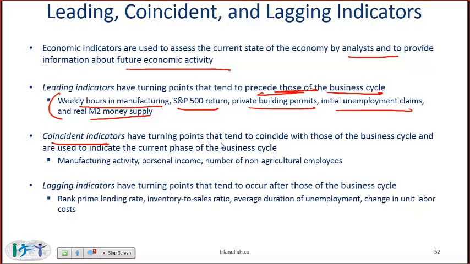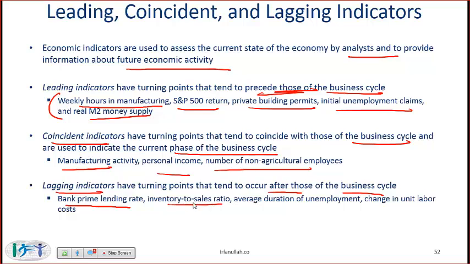Coincident indicators have turning points that tend to coincide with those of the business cycle and are used to indicate the current phase of the business cycle. Examples are manufacturing activity, personal income, and number of non-agricultural employees. And finally, lagging indicators have turning points that tend to occur after those of the business cycle, such as bank prime lending rate, inventory to sales ratio, average duration of unemployment, and changes in unit labor cost.